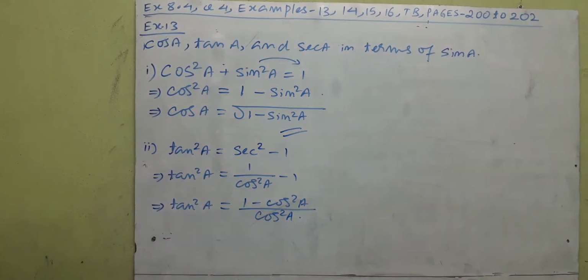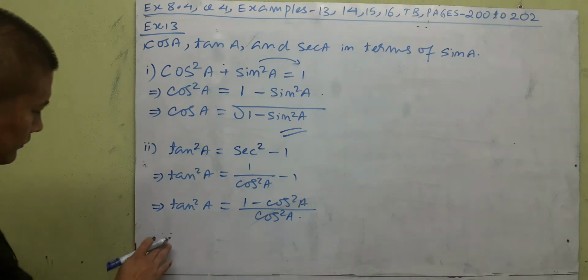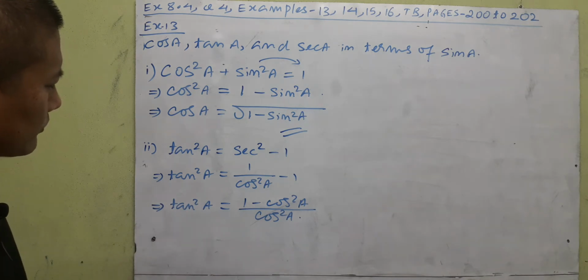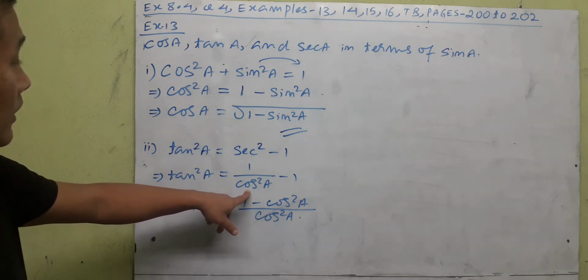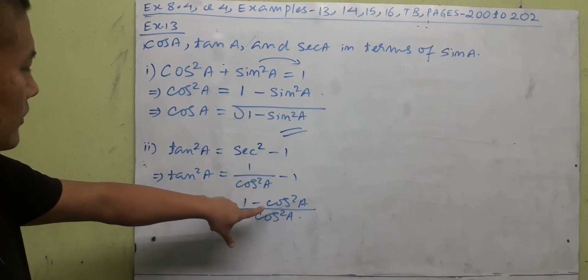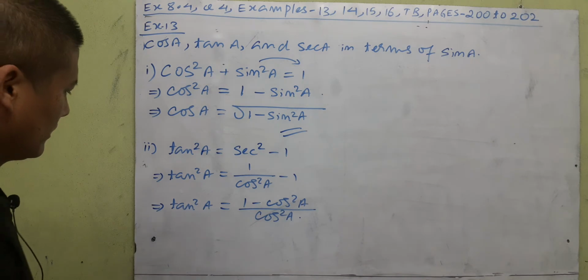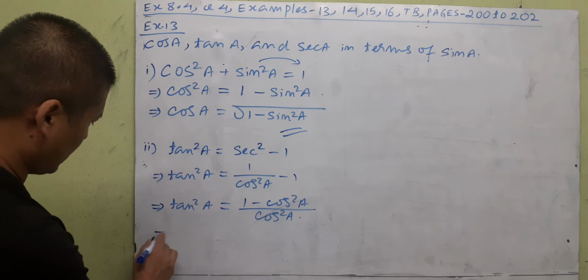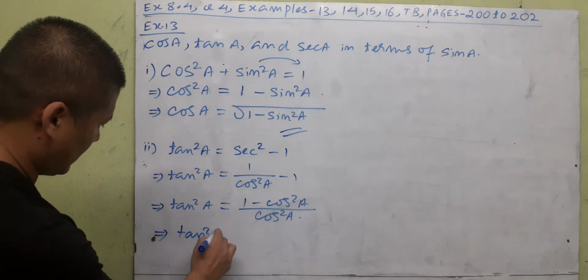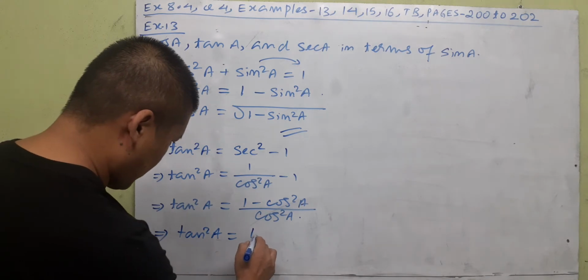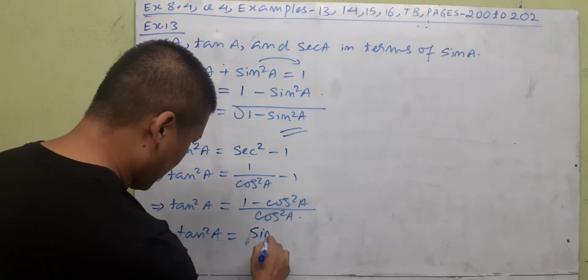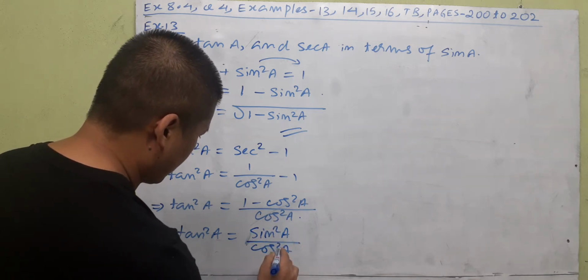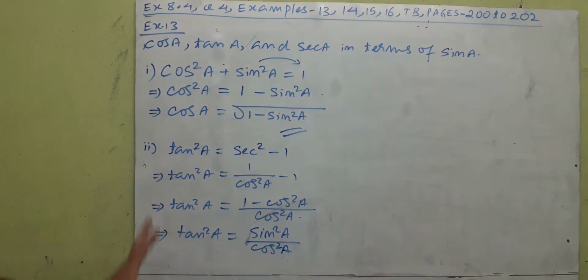So we can write here 1 minus cos square A. Here we have to change everything in terms of sine, so let us do that. 1 minus cos square A, we know, is sin square A, so tan square A equals sin square A by cos square A. We're going a longer way actually, but that's fine.